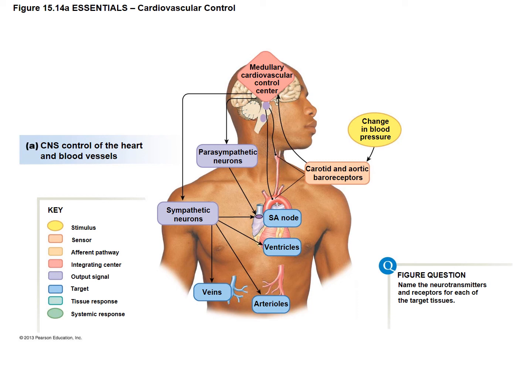This information is going to be sent up towards the brain at the medullary cardiovascular control centers. From here, it can affect different changes in the autonomic nervous system in both the sympathetic and parasympathetic neurons. This can cause changes in either heart rate, in the case of just the parasympathetic, or it can affect heart rate, ventricular force contraction, and arterial and venous contraction in the case of the sympathetic nervous system. Let's take a look at an example of how this works.